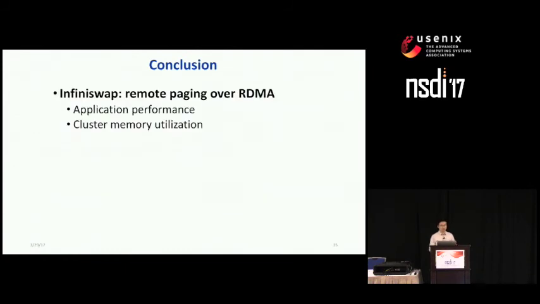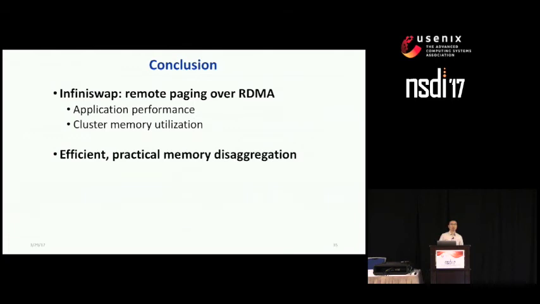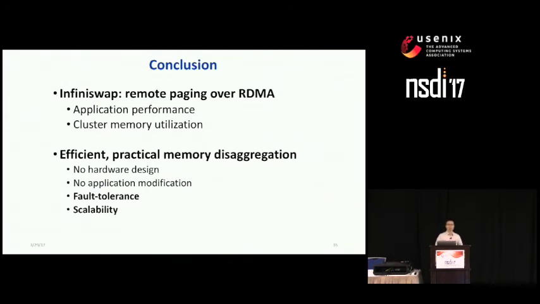In conclusion, we have designed and implemented our system. Infiniswap is a remote paging system over RDMA. It can improve applications' performance and also increase clusters' memory utilization. Currently, it is one of the most efficient and practical memory disaggregation systems because it is applicable to existing hardware and applications in the cloud, in the cluster. And more importantly, it can tolerate failure from remote memory, and it can do remote memory management in a decentralized manner and works well at scale.